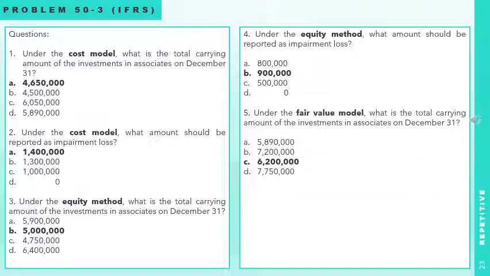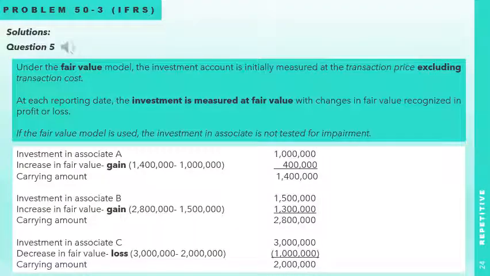Question number 5 asks for the total carrying amount of the investment in associates on December 31 under the fair value model. Kung sa mga naunang questions ang ginamit sa pagkuha ng carrying amount ay cost model and equity method, dito naman ang gagamitin natin is the fair value model. Before tayo mag-proceed sa ating solution, may mga kailangan muna tayong tandaan when it comes to computing under the fair value model. First, the investment in associate is initially measured at the transaction price, excluding transaction costs. So, unlike sa mga previous models natin, hindi nakasama yung transaction cost sa initial measurement.